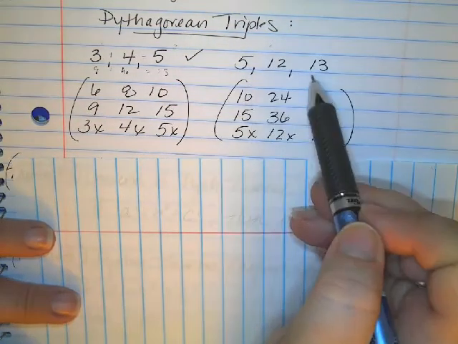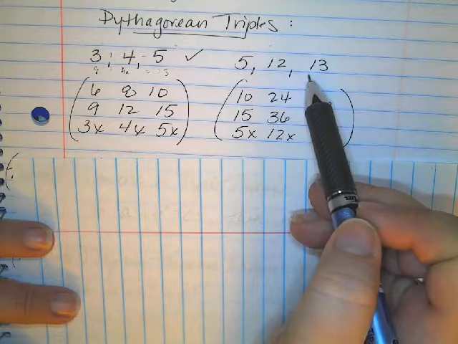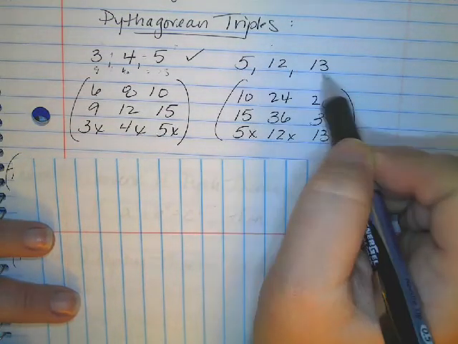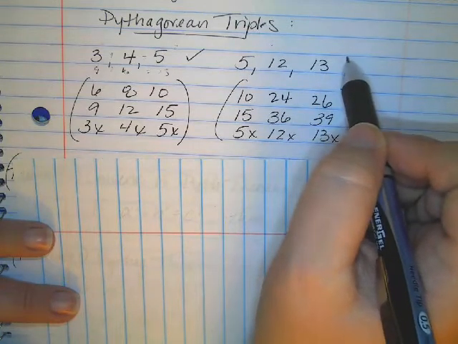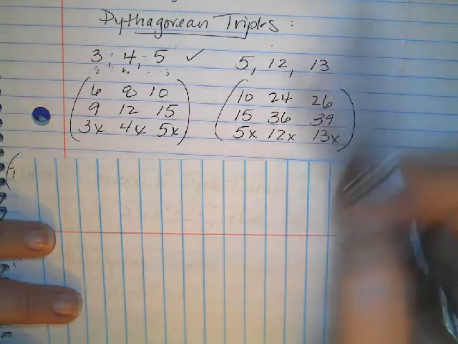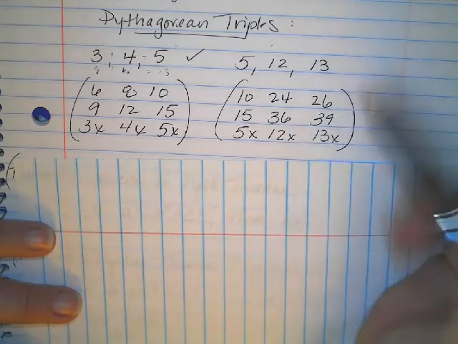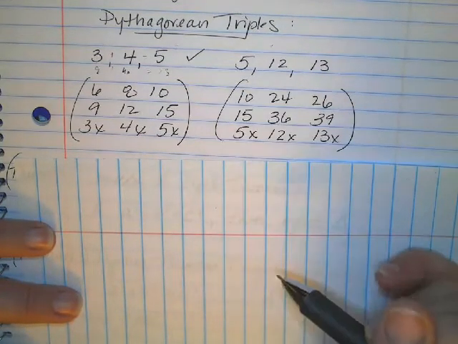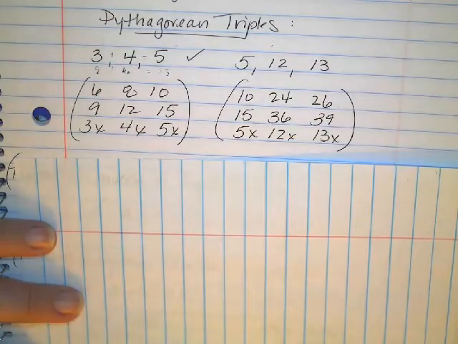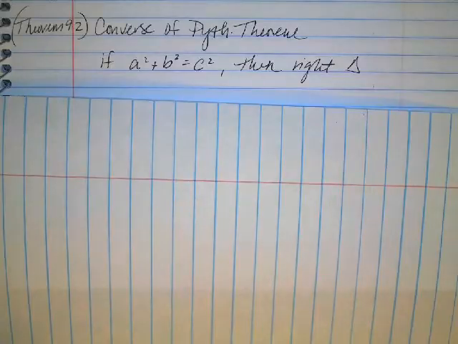The same goes for a 5, 12, 13, which is also called a Pythagorean triple because 5 squared plus 12 squared is equal to 13 squared. And again, they showed you this family of the 5, 12, 13. There's 10, 24, 26, and you can see some others. These are familiar and come up pretty often, so it's nice to have those written down.